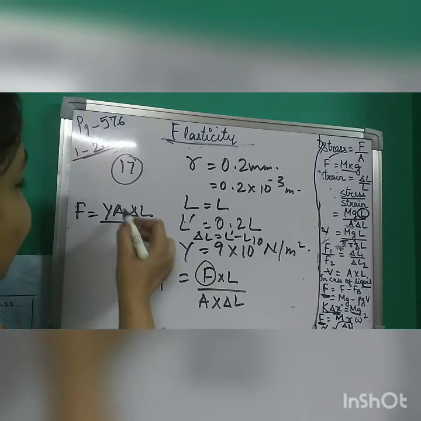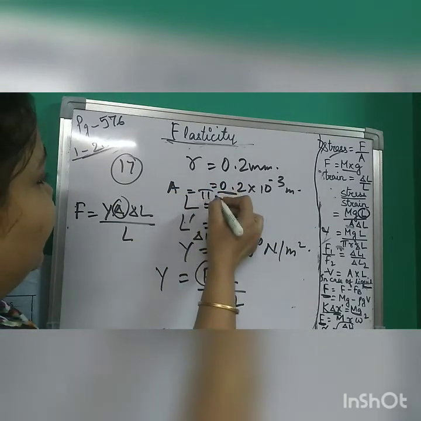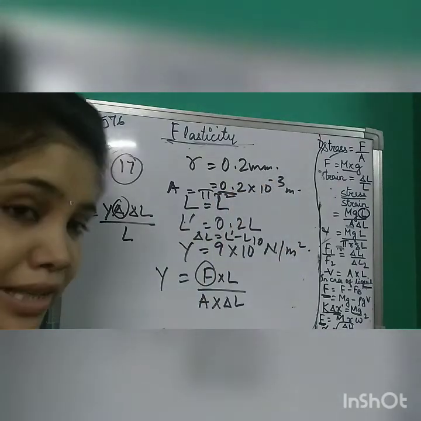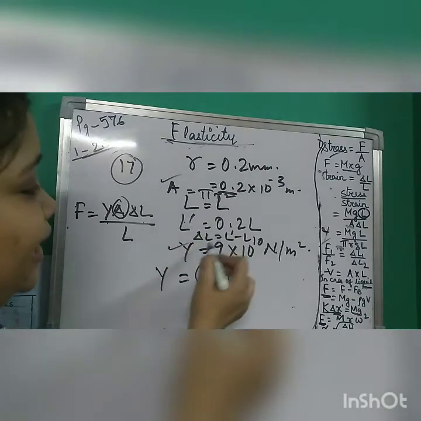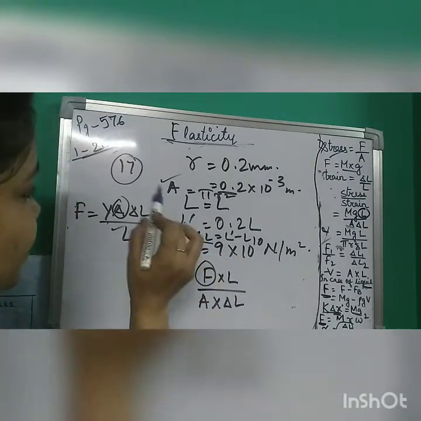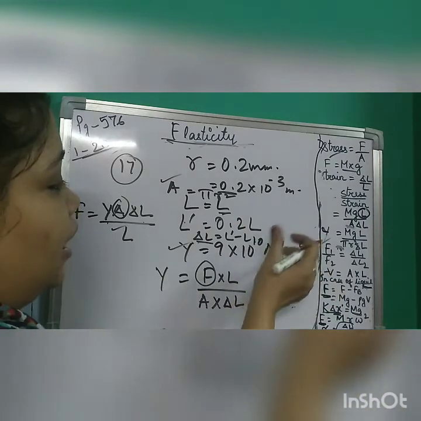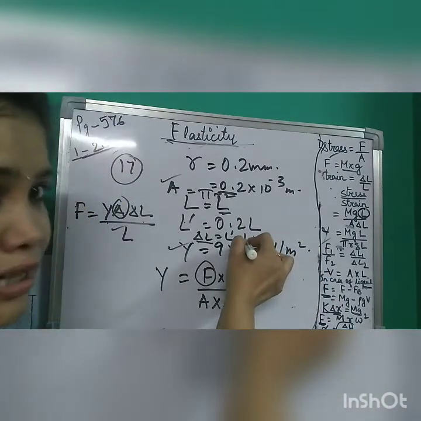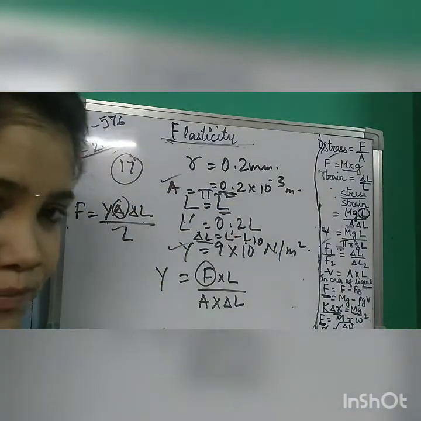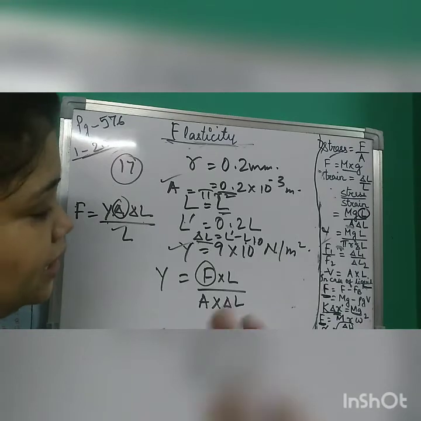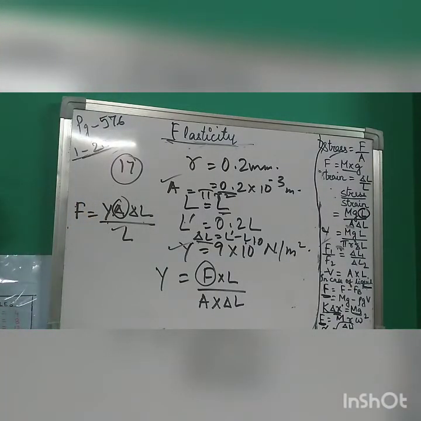Area you can find out because radius is given, so area will be pi R square. So Y you know, area you know, delta L you are finding out. L you keep as L, because here also you will get it in terms of L only, so L will get cancelled. So you can easily find out the force. Only one formula of Young's modulus and you get the sum. So this was sum number 17.